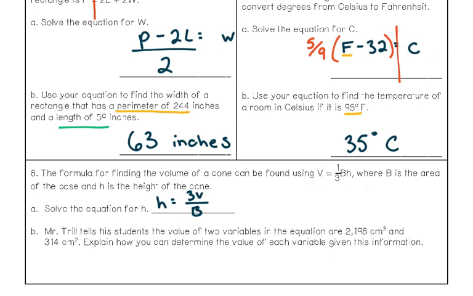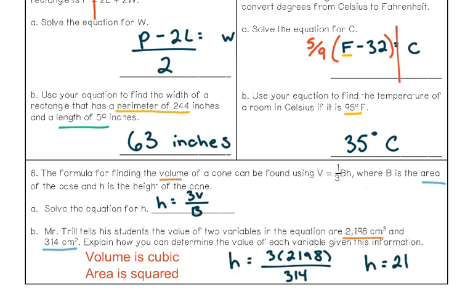The last part of the question, Mr. Trill tells his students the value of the two variables are 2,198 centimeters cubed and 314 centimeters squared. But he doesn't tell you which variable goes with which number. How can you determine the value of each variable given this information and what you may remember about volume of a cone? Hopefully you remembered that volume is always cubic.